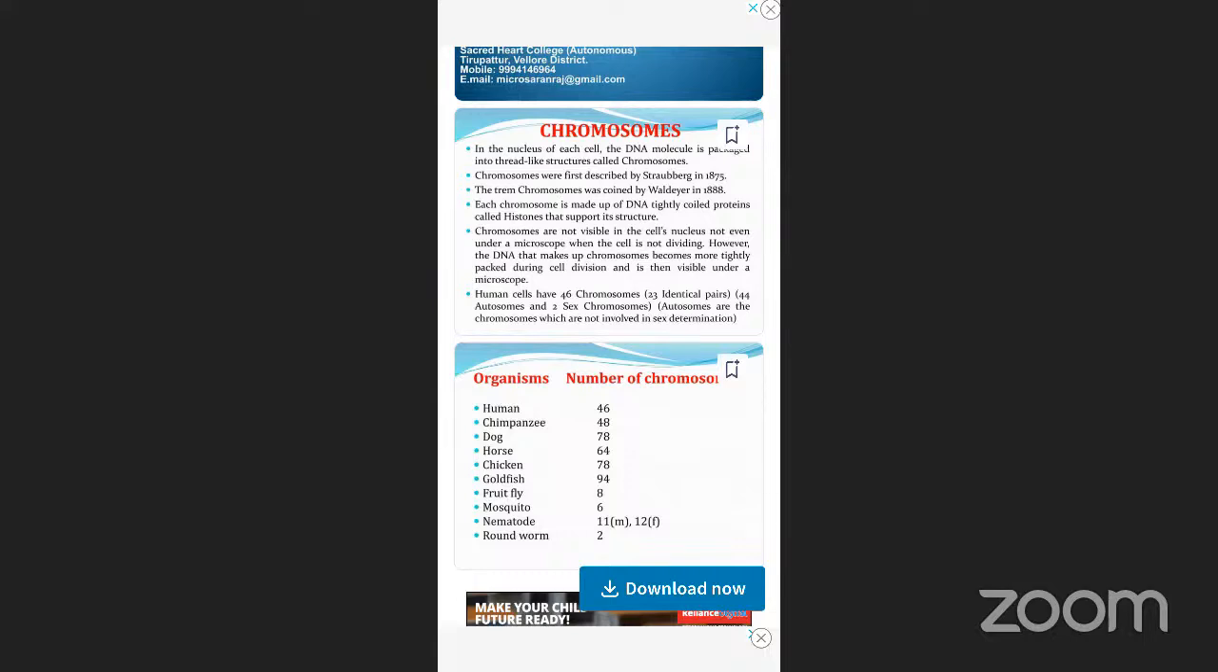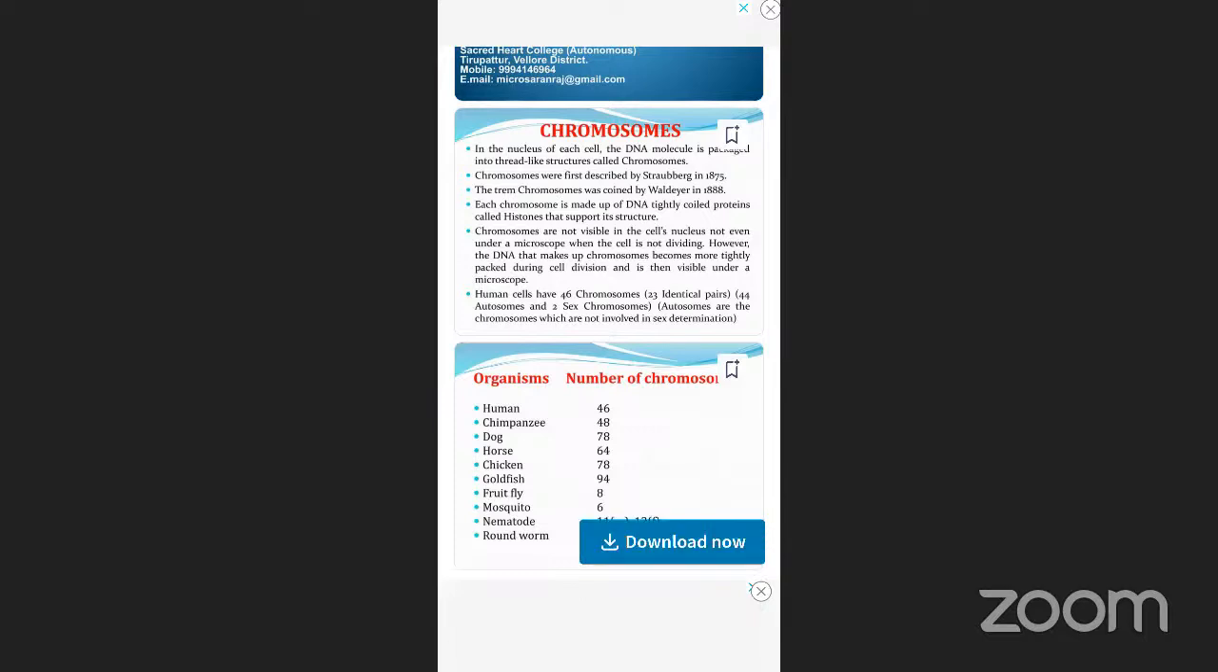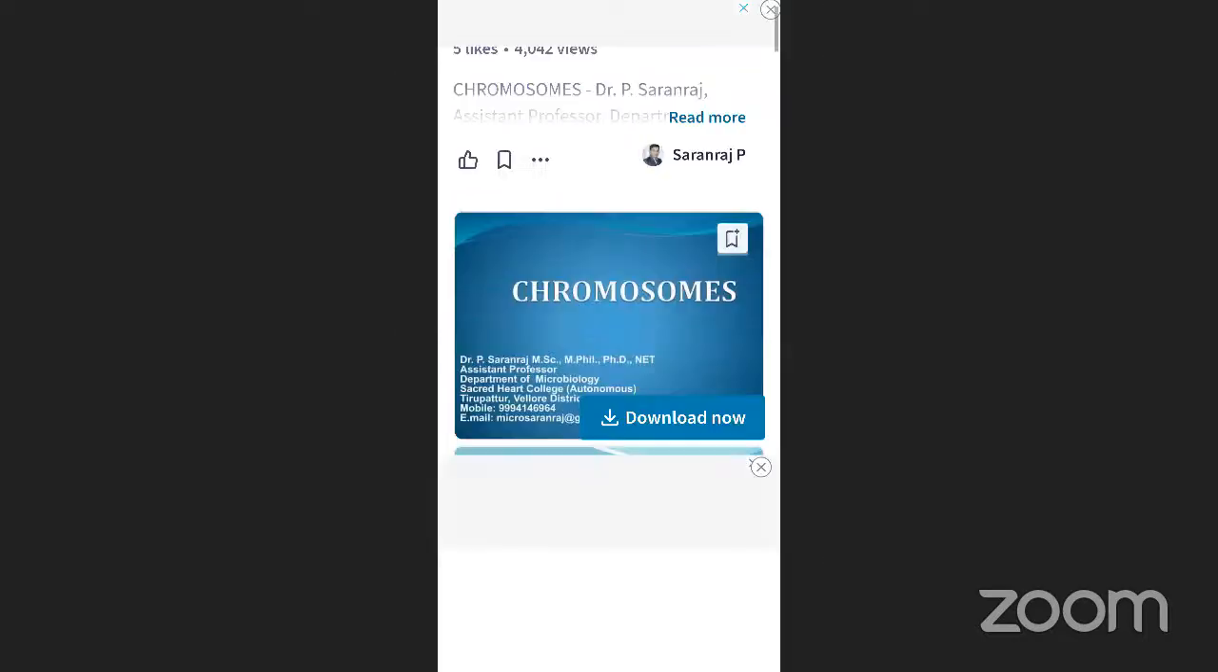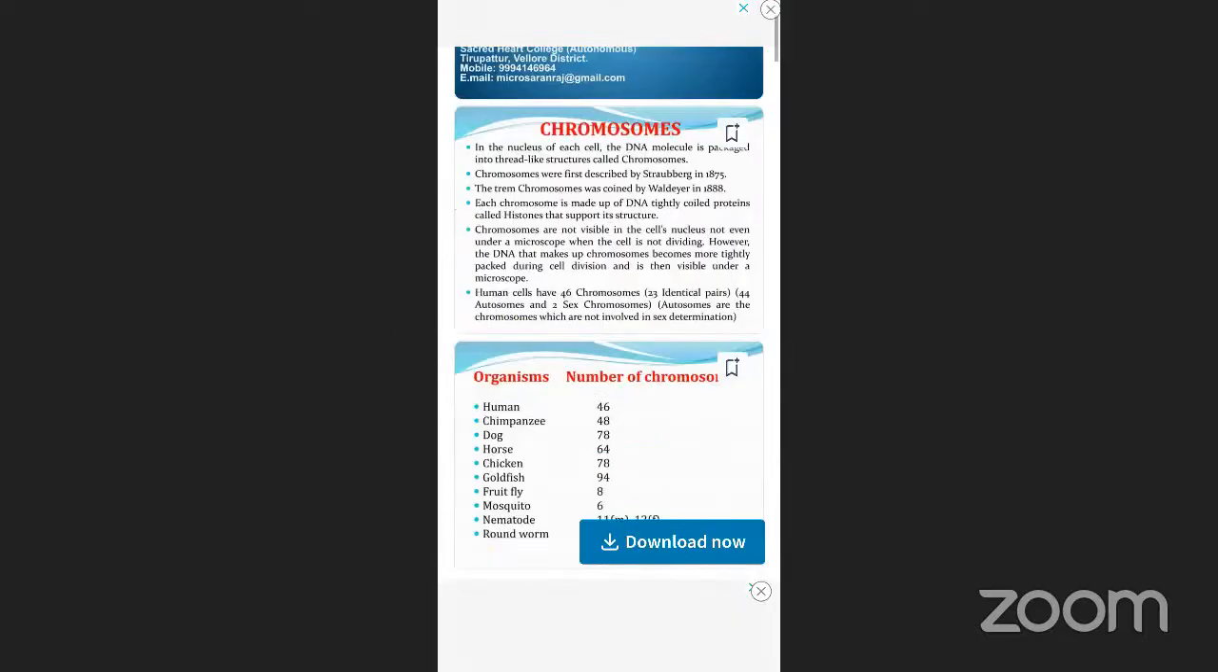Chromosomes were first described by Strasburger in 1875. The term chromosome was coined by Waldeyer in 1888. Each chromosome is made of DNA tightly coiled with proteins. The coiled proteins are also called histones.